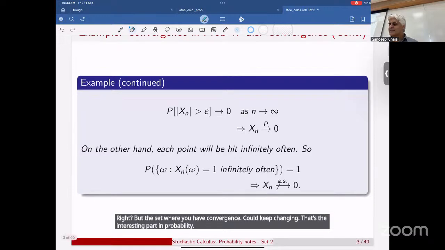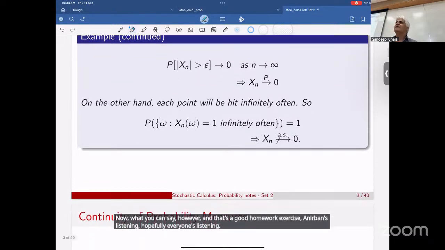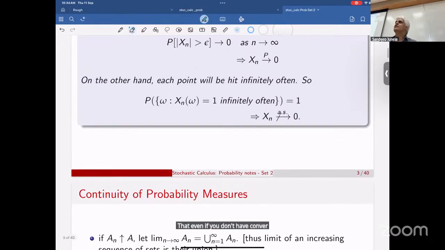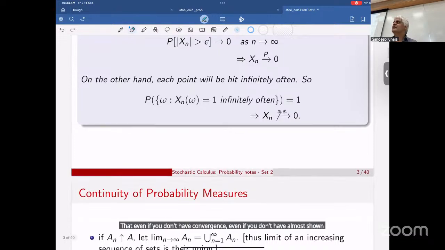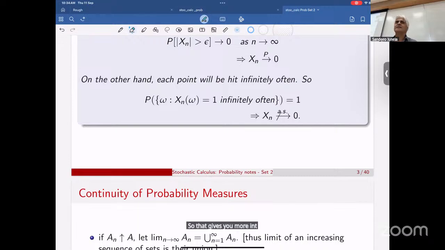Now, what you can say, however, and that's a good homework exercise, is that even if you don't have almost sure convergence, there's a subsequence where you have almost sure convergence. So convergence in probability implies that there's a subsequence where you do have almost sure convergence. So that gives you more intuition as to what you can say.